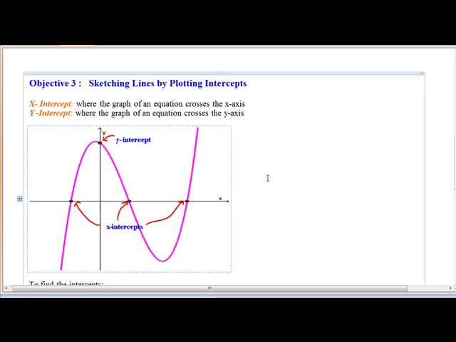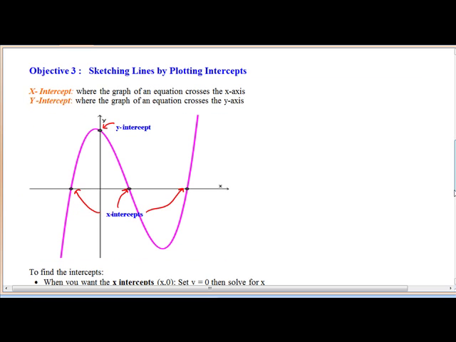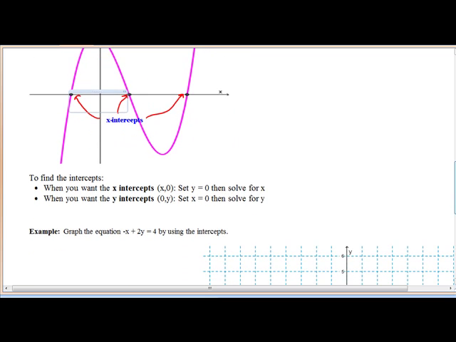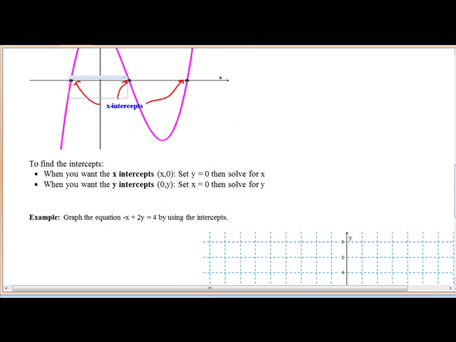Okay. Now to find the x-intercept. The x-intercept is where the point x is some number and y is always 0. So to solve for the x-intercept, we set y equal to 0 and solve for x. When we want to find a y-intercept, it's the point where x is equal to 0 and y is some value. To do that, we set x equal to 0 and solve for y. Okay? So let's look at this example. I want to graph this equation by using x and y-intercepts.